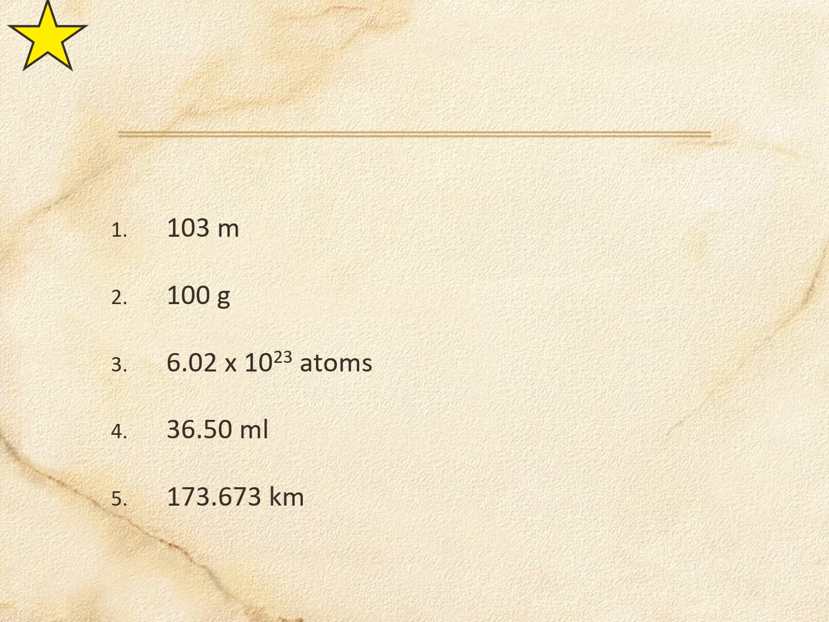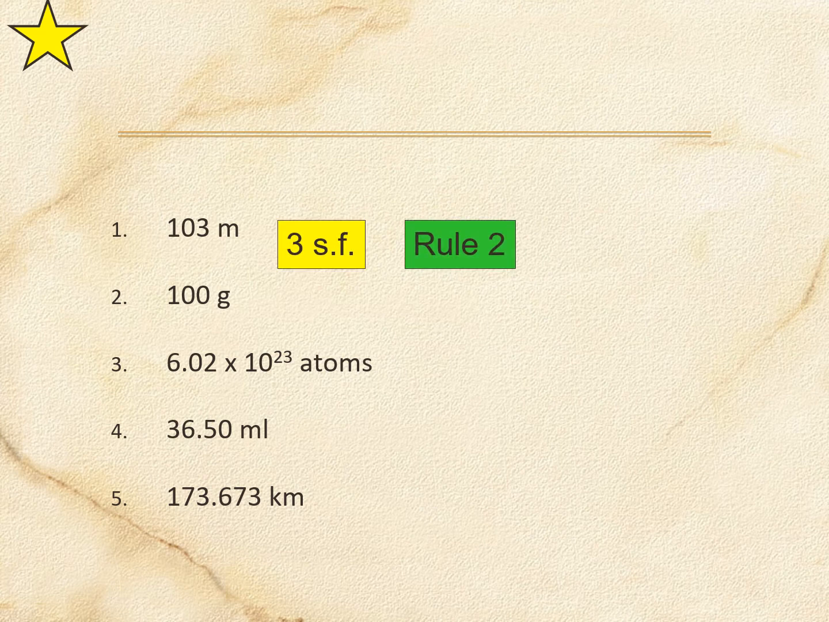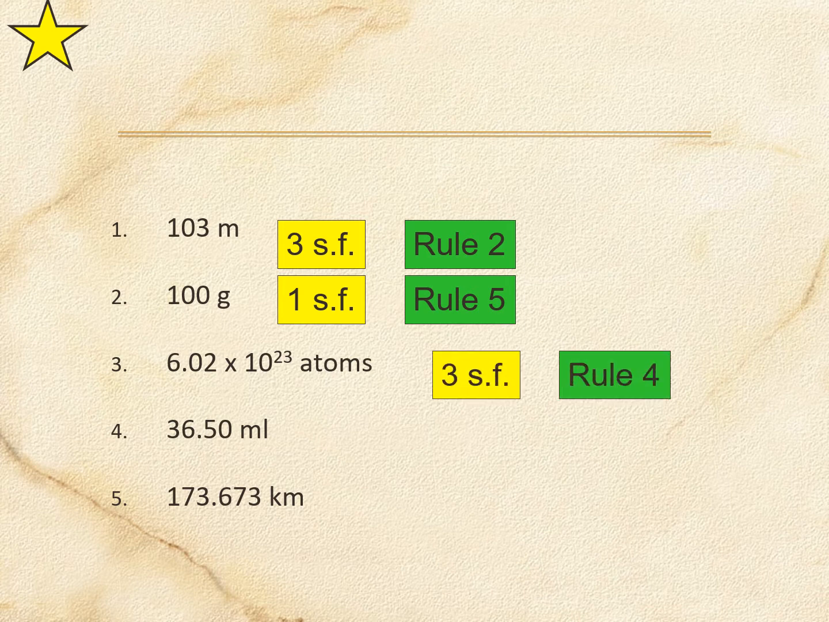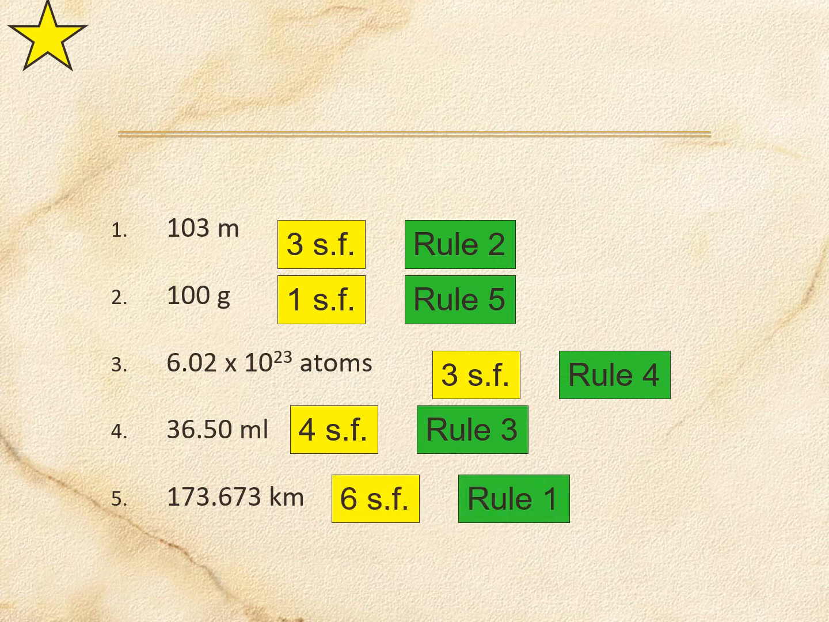All right, here's some practice. So it's a good idea to pause and see what your answers are. Okay, so I'm going to go through the answers. You should get 3 sig figs for 1. That's rule number 2. 1 sig fig. That's rule number 5. 3 sig figs. That's rule number 4, scientific notation. Number 4, you should have 4 sig figs. That's rule number 3. And number 5 is 6 sig figs, and that's rule number 1.